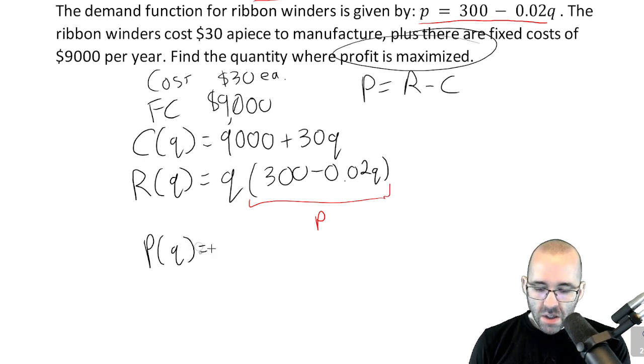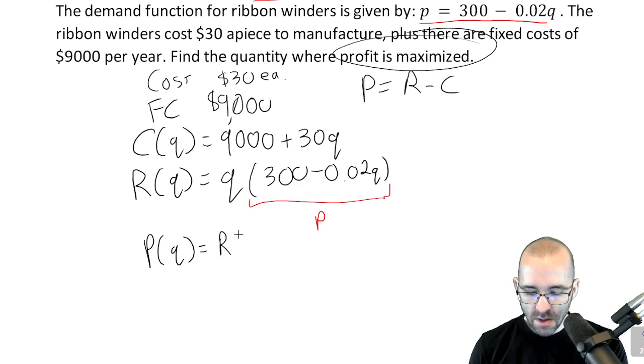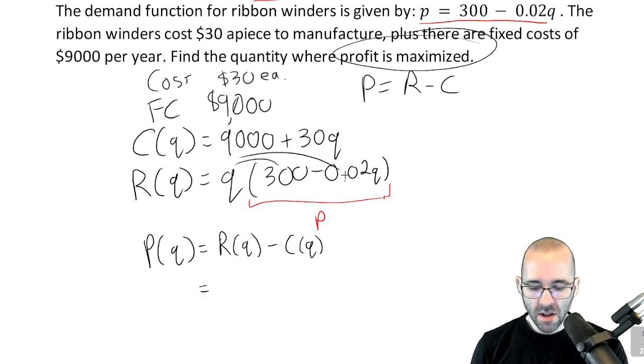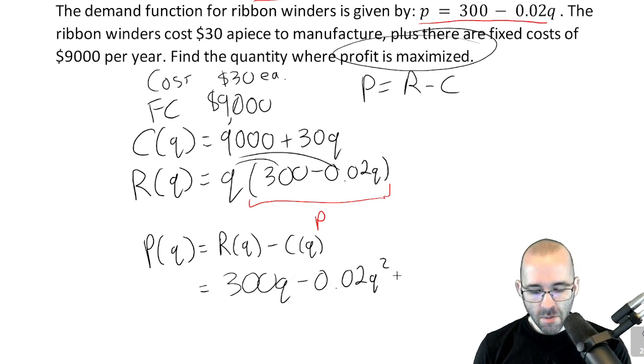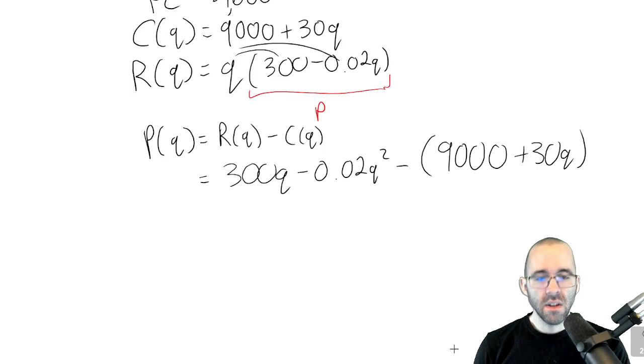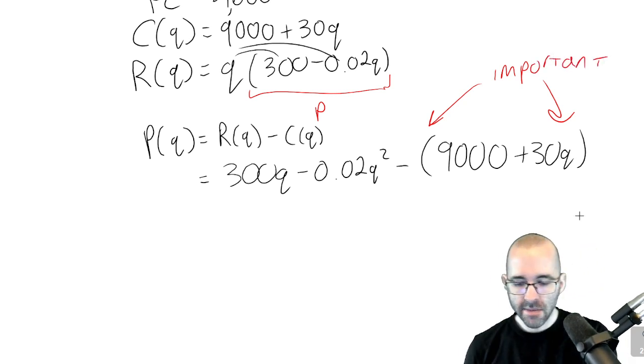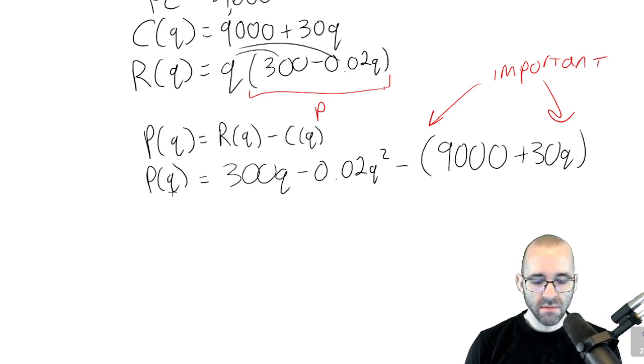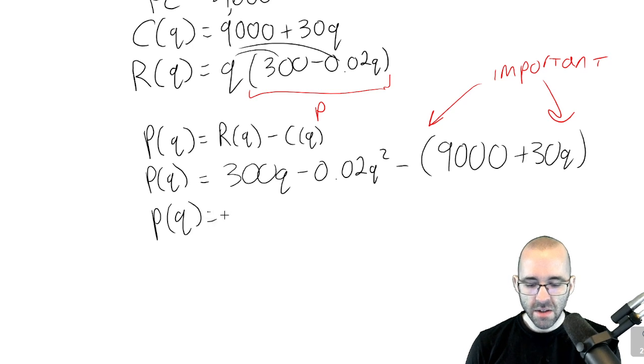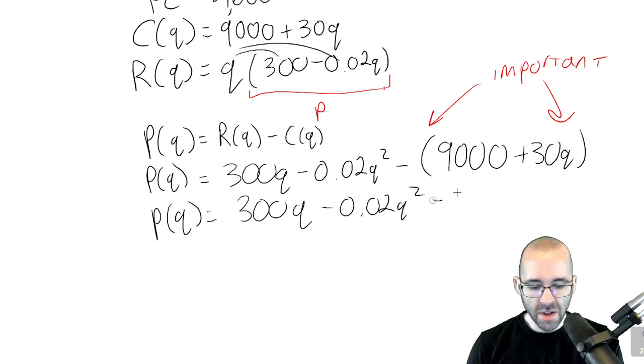Our profit as a function of Q is the revenue minus the cost. The revenue, we can distribute that. The revenue is 300 Q minus 0.02 Q squared minus the cost. Be very careful to subtract out the entire cost equation. These parentheses are really important. That negative needs to get distributed. So our profit function is this. Let's simplify a little bit. 300Q minus 0.02Q squared. Distribute that negative.